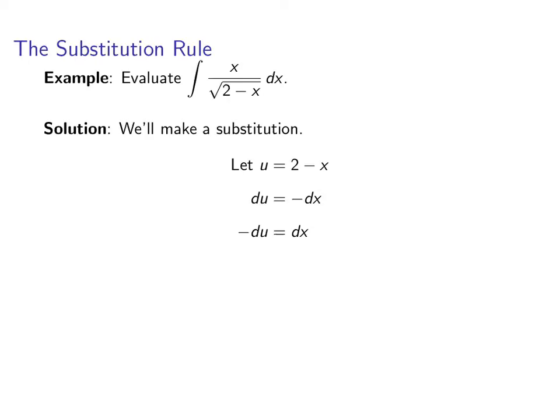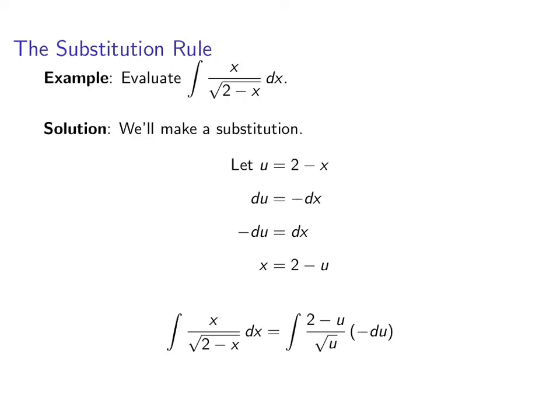Now, one thing that we don't have accounted for is this x. So if we solve for x using our substitution, we have u is equal to 2 minus x. So if we solve for x, we'll get x is equal to 2 minus u. And we can use that in our replacement to change this integral into a u integral.